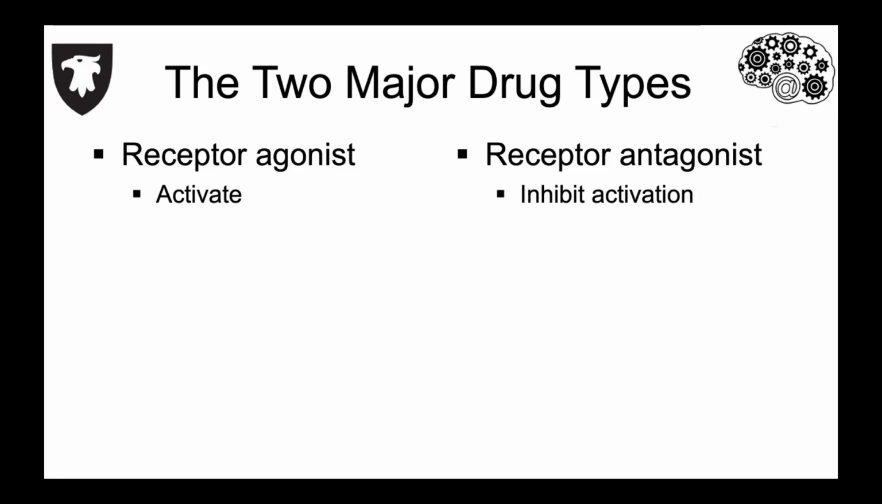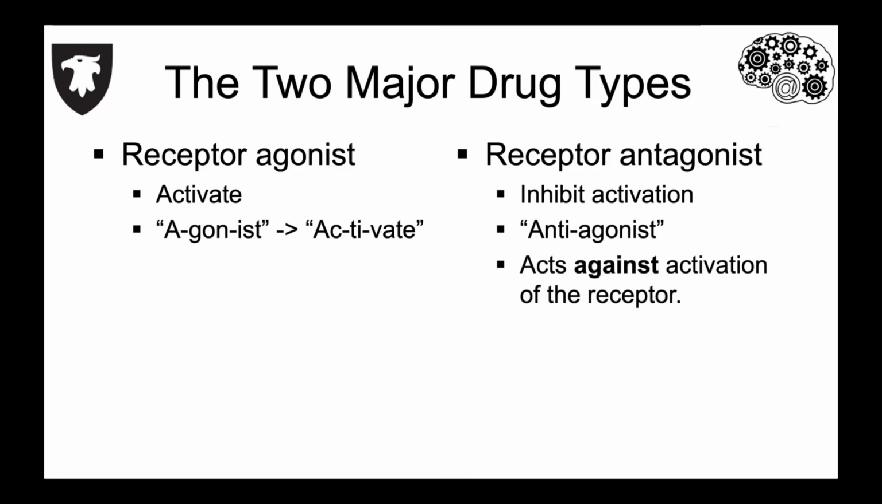It might help to differentiate the two by thinking that the words agonist and activate both have three syllables, while antagonists can be thought of as anti-agonists, in that they oppose activation of the receptor. This is similar to how the antagonist in your favorite book or movie opposes or acts against the main character. Now, it is important to note that I use the terms receptor agonist and receptor antagonist. This is because agonists and antagonists are best understood by their effects on the receptor, not the neurotransmitter, and some drugs may have different effects on different receptors.